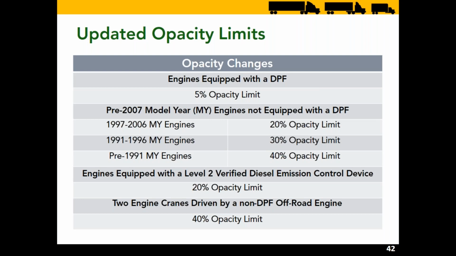Equipment that is not filtered, such as some light duty or heavy duty vehicles that are using a flexibility option, the opacity limit for those is based on their engine model year and ranges from 20 to 40%.